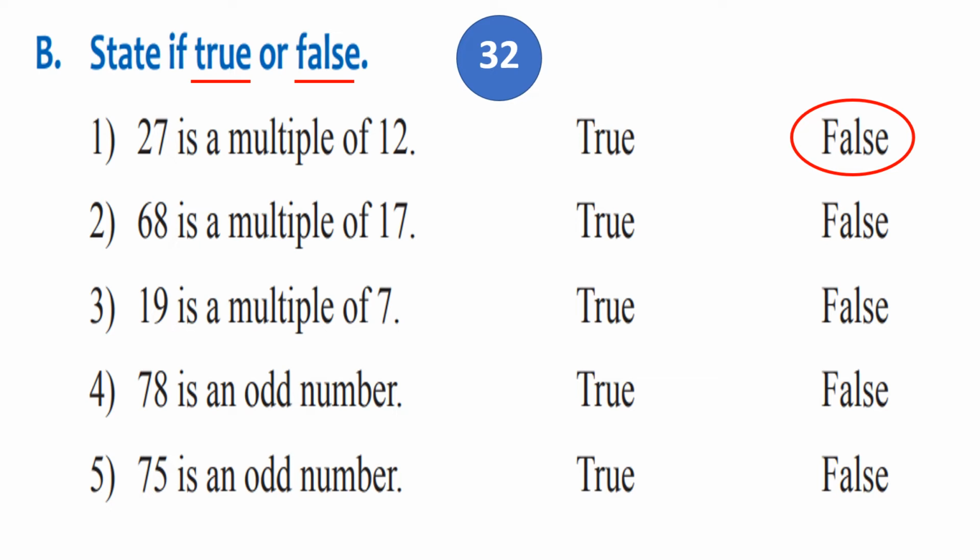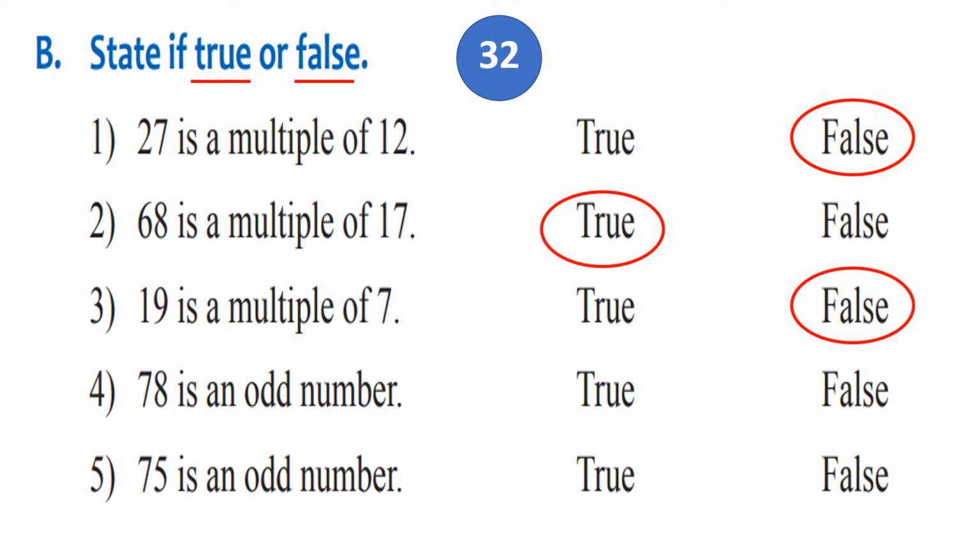Number 2. 68 is a multiple of 17. If you divide 68 by 17, the answer is 4. That's why 68 is a multiple of 17. That is true. Number 3. 19 is a multiple of 7. If you divide 19 by 7, you cannot. You have a remainder. So the answer here is false.